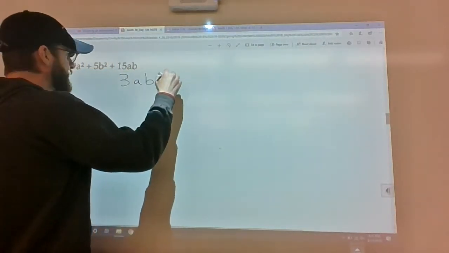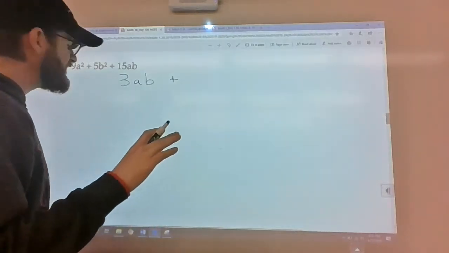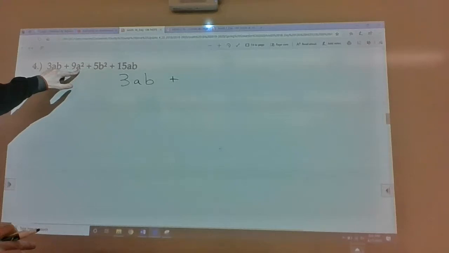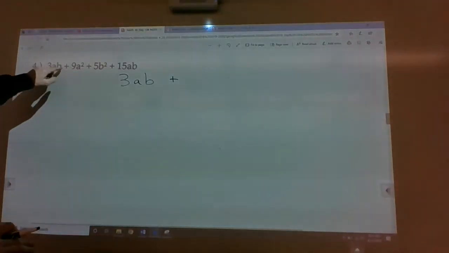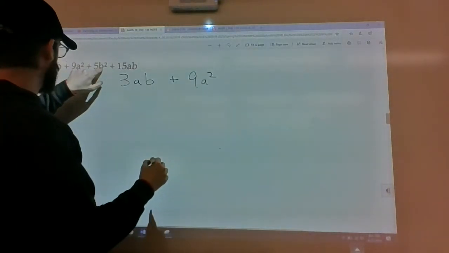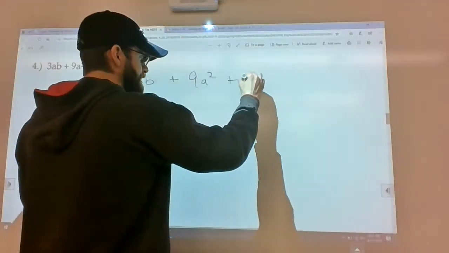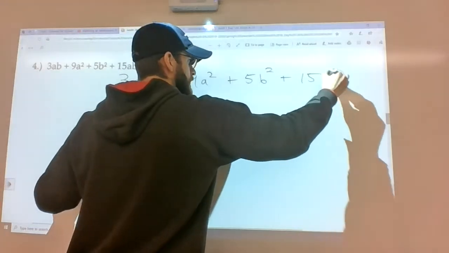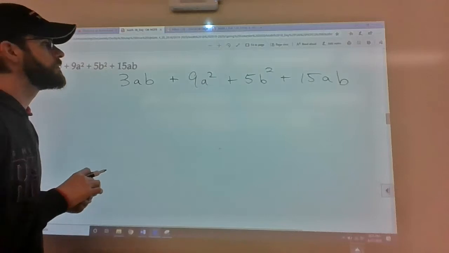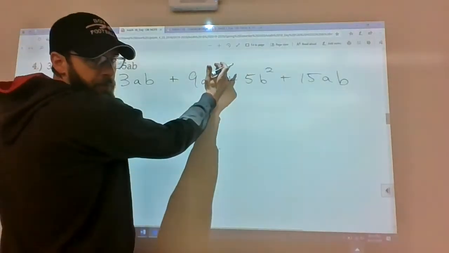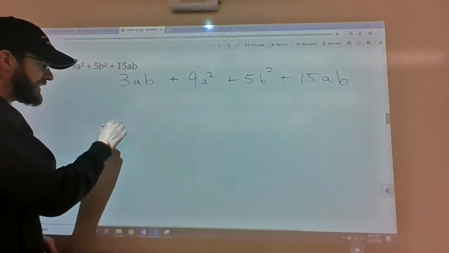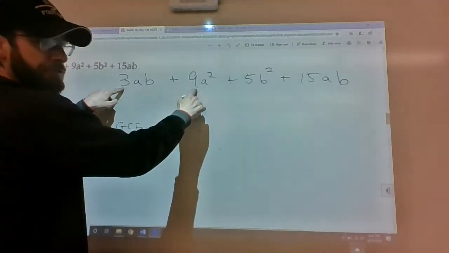So we've got 3ab plus, you know what, I'm going to see if I need to move anything right off the bat. No, I think we got a good order here. You got a 3ab and a 9a squared, 5b squared and a 15ab. So if we look at this first group right here, 3ab, 9a squared, the GCF is 3a.